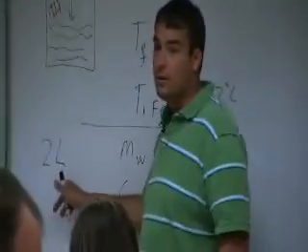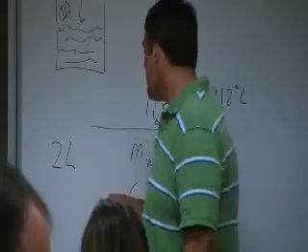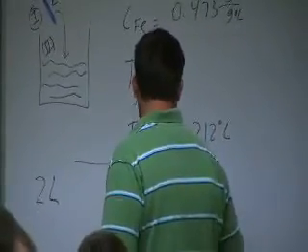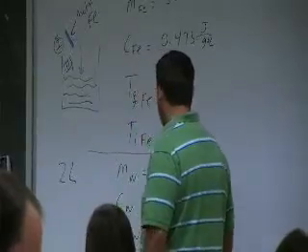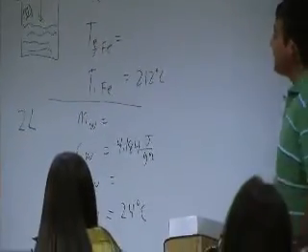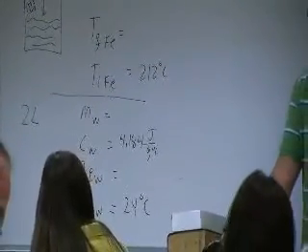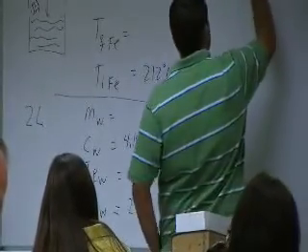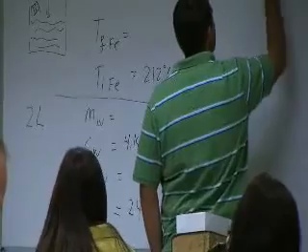Because the volume of the water is 2 liters, right? Okay, specific heat of water is 4.184 joules per gram degree centigrade. So what is the mass of water? Well, let's go off on a little tangent here. This is just a little aside to get that.